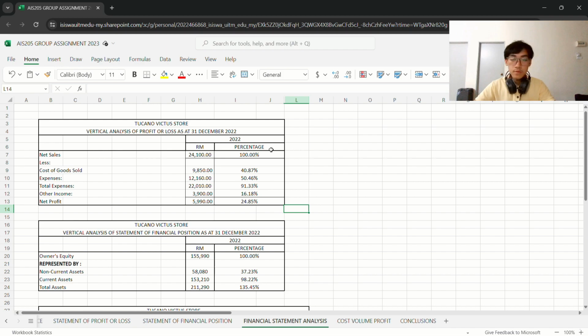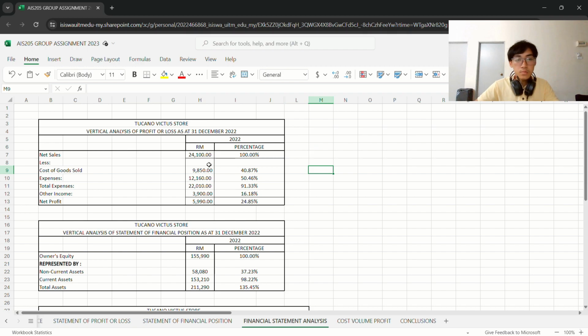Okay, let's take a look at the vertical analysis of profit or loss at the end of accounting period, which was 31 December 2022. As you guys know, vertical analysis is a method of financial statement analysis in which each line item is listed as a percentage of a base figure within the statement. Normally, for profit or loss statement, we will use the net sales as our base figure.